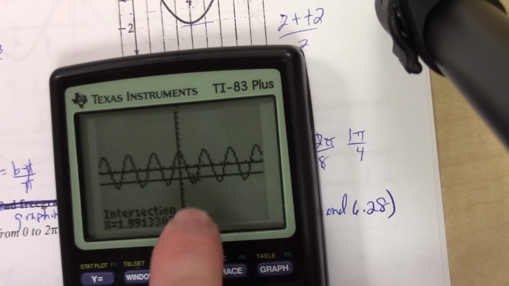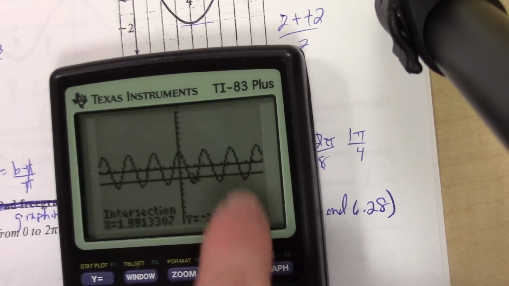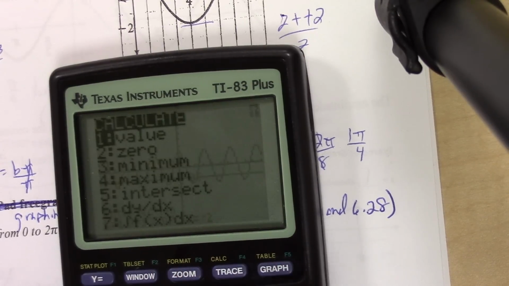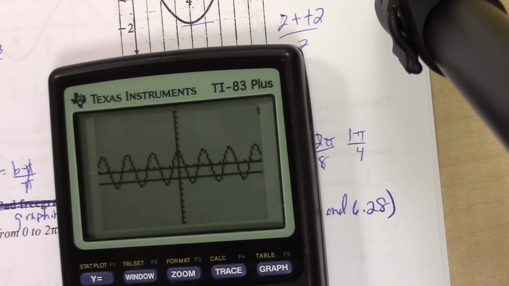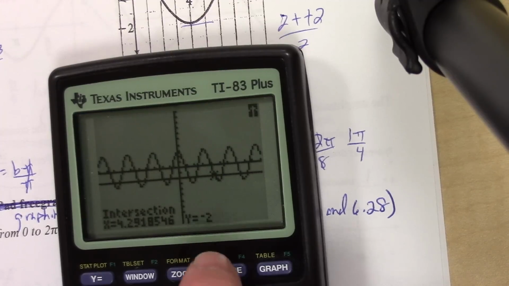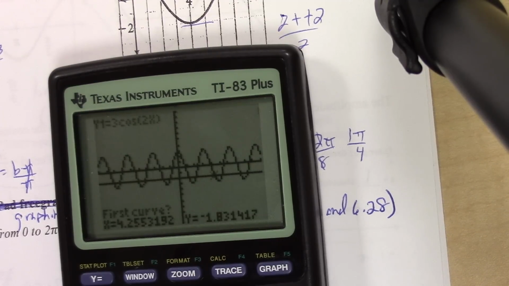I'm going to show you the end result in a second, but then I'm going to do it again. I've got another point of intersection there, and there, and there. So let's keep going. Second, calc, intersect. Again I bring the cursor real close to the points of intersection and press enter, enter, enter. There's my next value, 4.29. On the next one, again second, trace, 5, go over to the next point, enter, enter, enter, and I get 5.13.